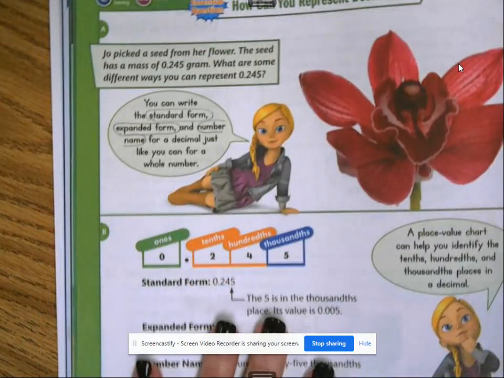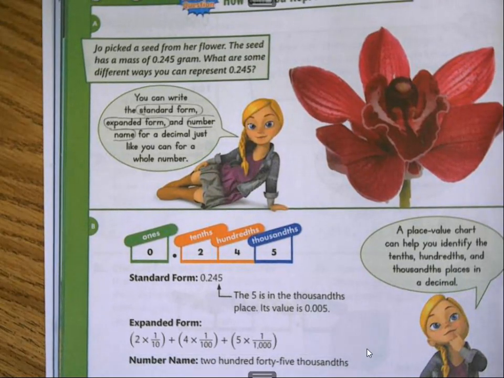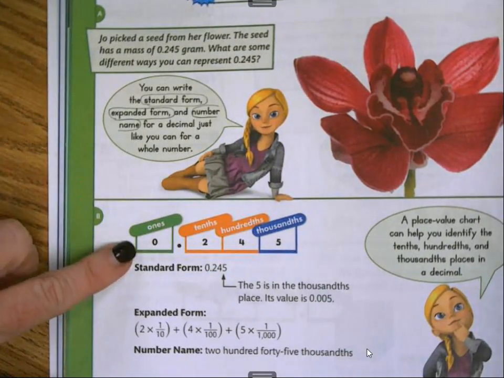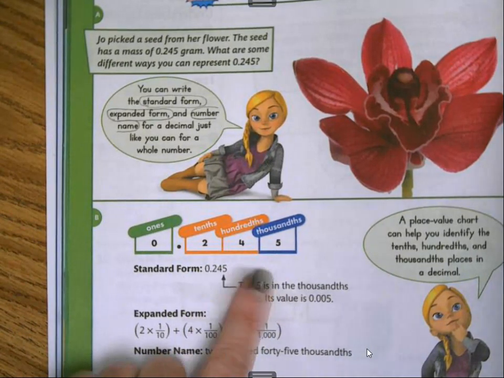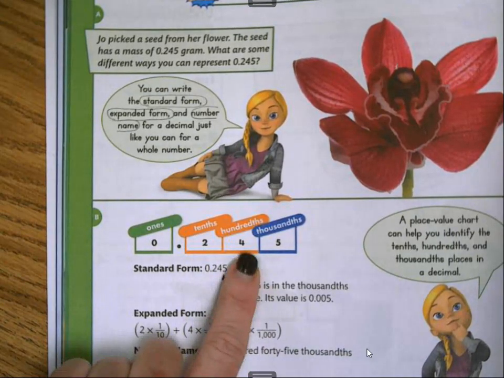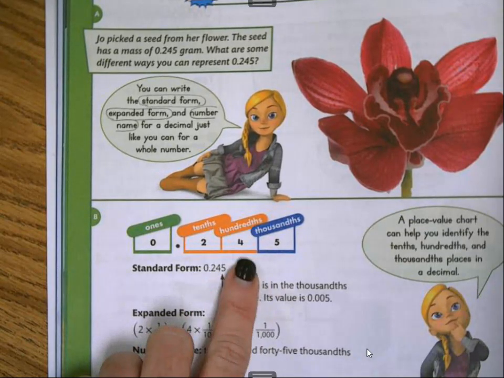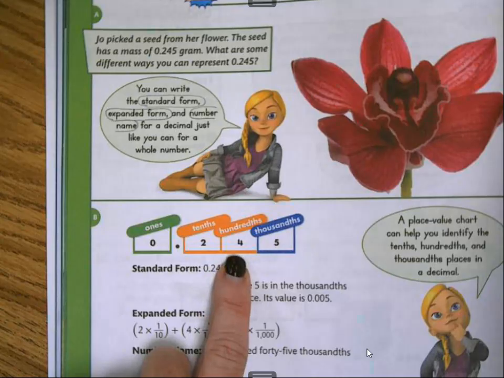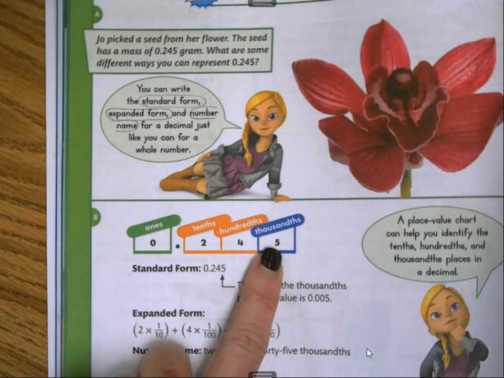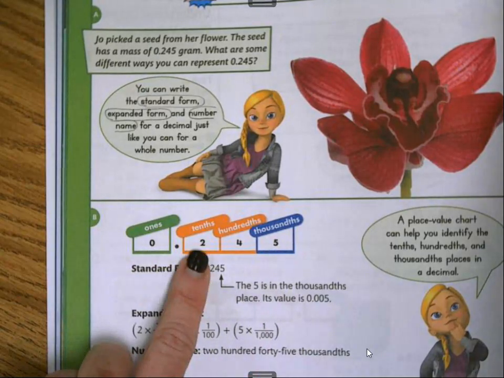So here is a place value chart. So if we look at the place value chart, we see that there's a place for the ones. We see there's a place for the tenths, hundredths, and thousandths. And think back to our lesson on Monday, where we learned that numbers to the left have 10 times the value as the same number to the right. So tenths would be 10 times the value of hundredths, and hundredths would be 10 times the value of thousandths, and even ones would be 10 times the value of tenths.